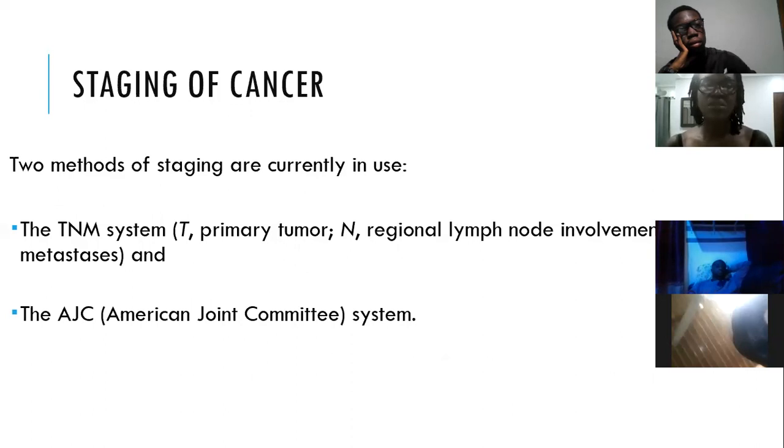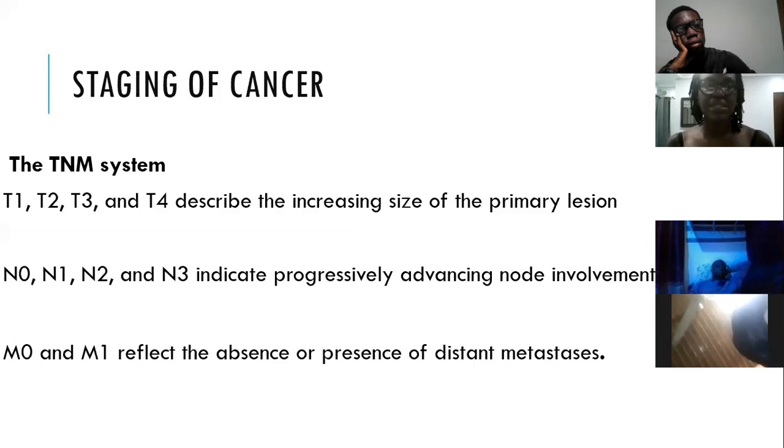So two methods of staging are in use. We have the TNM system and the American Joint Committee system. The TNM system looks at the tumor, the nodal spread, and then the metastasis. So that's what TNM stands for: tumor, nodal involvement, metastasis. So for the tumor, we can have various sizes, T1, T2, T3, and T4, describing the size. So T4 is bigger than T1.